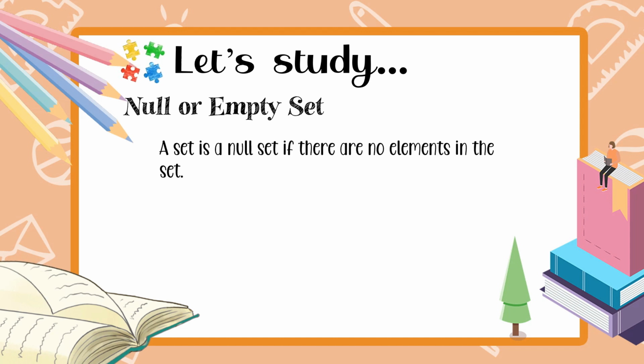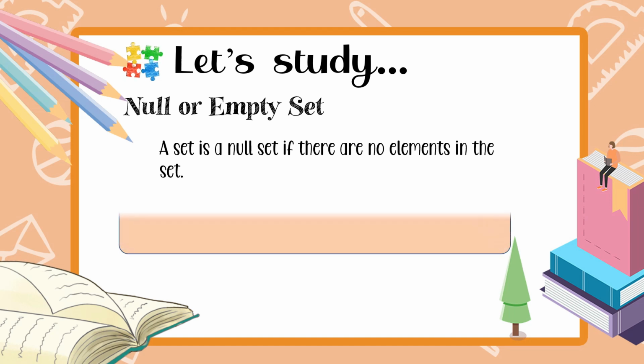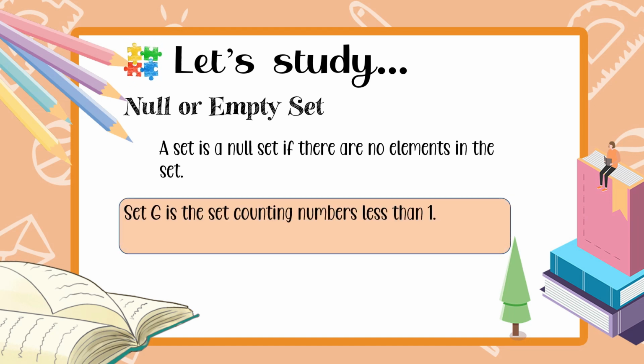So, we can say that a set is null set if there are no elements in the set. Sample. Set G is the set of counting numbers less than 1. So, as we all know, counting numbers starts with 1. So, wala tayong counting numbers na less than 1. So, the set is an empty set. So, you can write it as open and close braces like this, or write it like this, yung 0 with a slash through it.